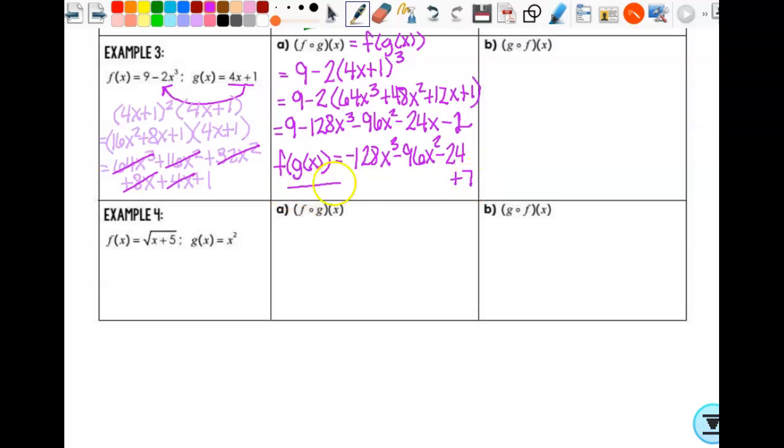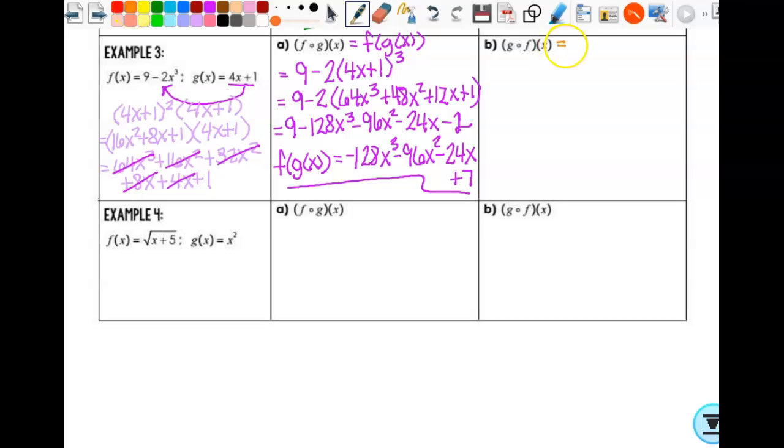I ran out of room. See, y'all better be on it today, I'm telling you. Oof. It's not even Friday yet. We good? All right.